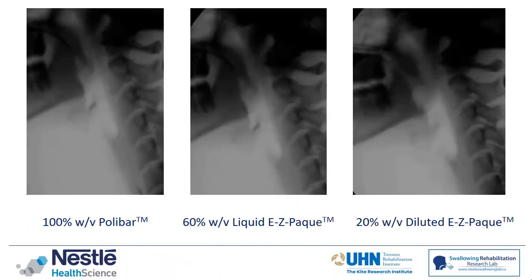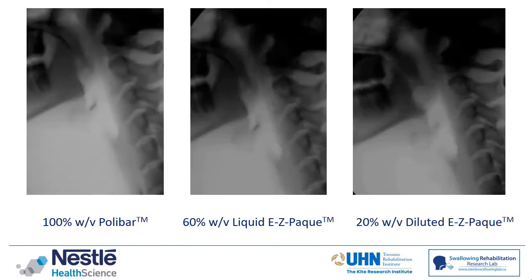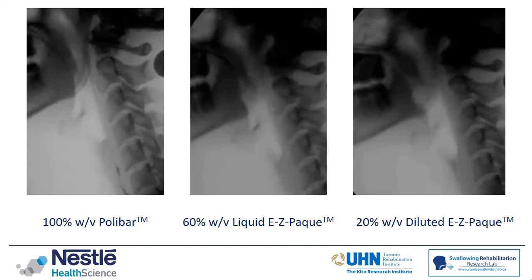Let's watch 3 short video fluoroscopy clips to illustrate this issue. These recordings are all taken from the same healthy young woman. First on the left, she is swallowing a 100% weight to volume liquid barium suspension called Polybar. At the end of the swallow, you can see small amounts of coating on the tongue base, around the epiglottis, and also in the cervical esophagus. The important question here is whether you might have called this trace residue if you saw it in a patient and didn't know that this recording was from a healthy person.